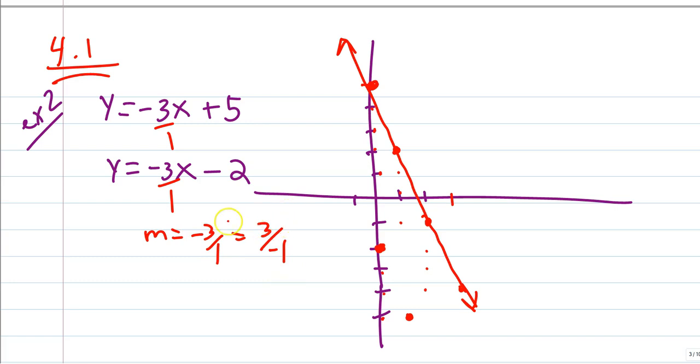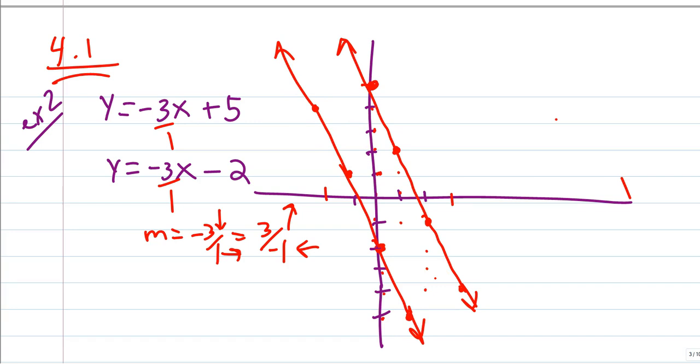What does that do visually? I can go 3 down and 1 to the right, or I can go 3 up and 1 to the left. 3 up, 1 to the left, 3 up, 1 to the left, 3 up, 1 to the left. It's just sloppy.